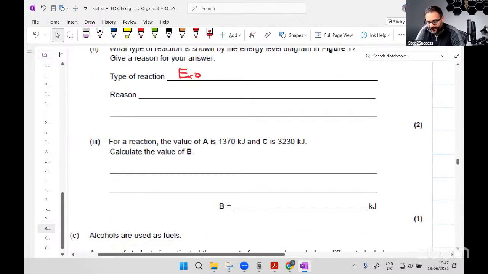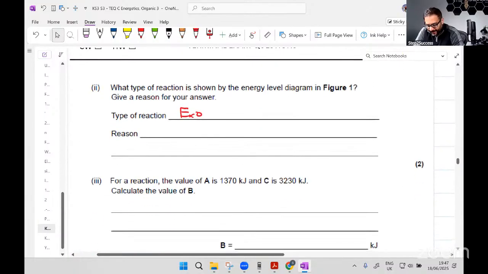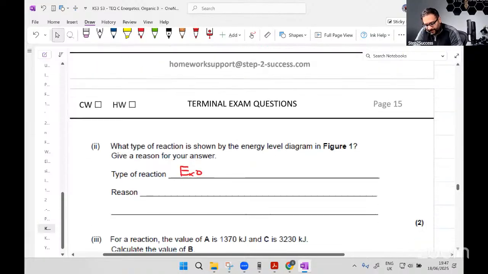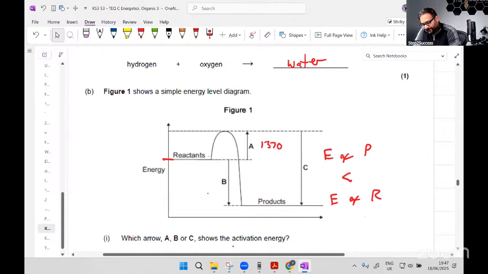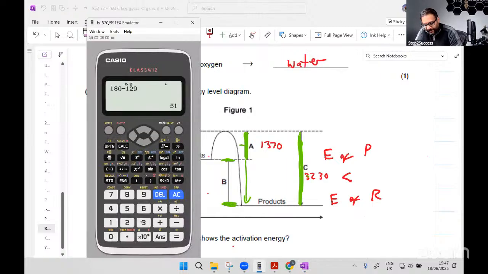And then for this reaction, the value of A is 1370 and C is 3230. What is B? So A is 1370, C is 3230, and they've asked you for B. Well, it's like a number line almost. This one is 1370. This is 3230. So surely B is the difference between those two. So 3230 minus 1370 is 1860 should be the answer.